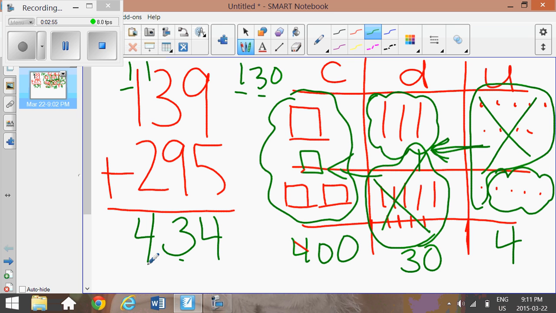Now, what I usually tell the children to do to check to see that we've done our calculations right, we look at the values that we have in our CDU chart, our place value chart. It's 400 plus 30 plus 4. That gives us a total of 434. I'm running out of room here on the team board. And that shows us that we have correctly done our calculations.